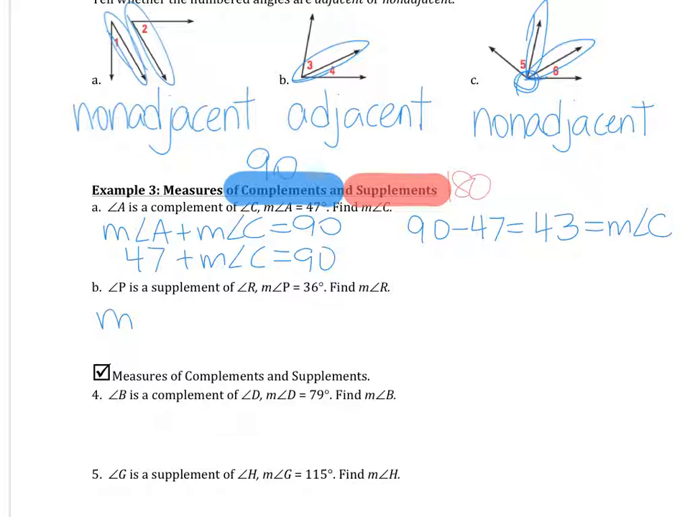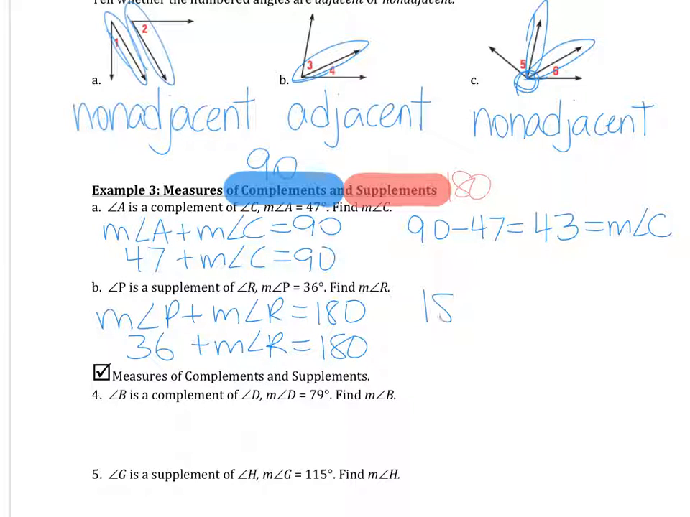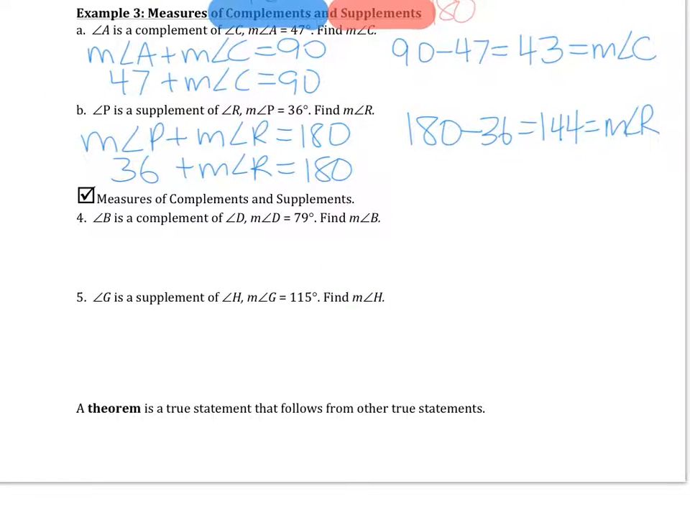Supplements add up to 180. So if the measure of P is 36, the measure of angle R is 180 minus 36, which is 144. You have 2 to try.